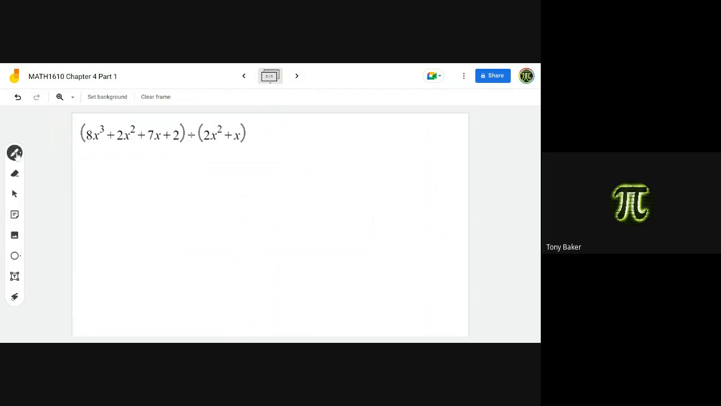All right, so let's look at this one. We're going to set it up. So 2x squared plus x was on the outside. The nice thing is nothing is missing in this one, so I don't have to add a 0 in there. But let's say, for example, that 7x was missing. I would have put a 0x there. Okay, fill in the holes. Always want to make sure you have all your terms.